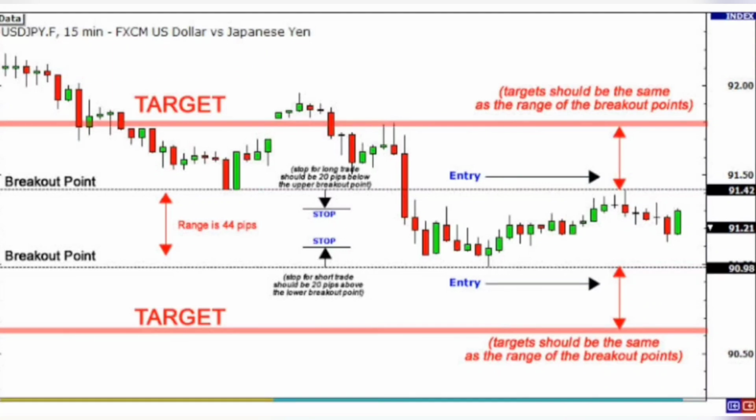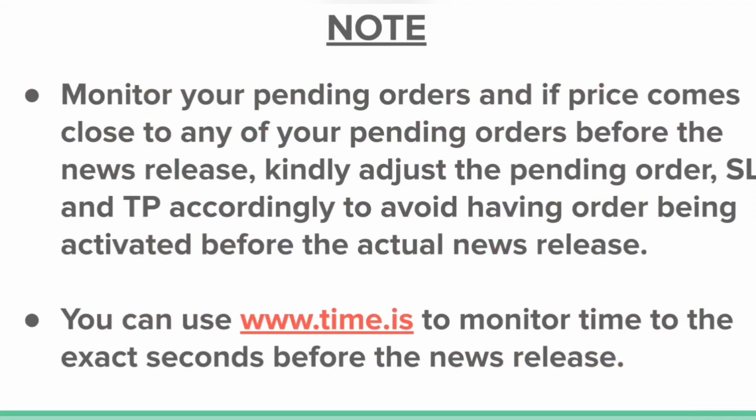All right, so now let's move on. Something to note: you need to monitor your pending orders. If you have set your buy stop and sell stop orders 10 minutes before the news release, kindly monitor them, and if price comes close to any of your pending orders before the news release, kindly adjust the pending order, the stop loss, and the take profit accordingly to avoid having any of the orders activated before the actual news release. So your aim is to ensure that your orders are not activated before the news release. You want the news release to activate your order.